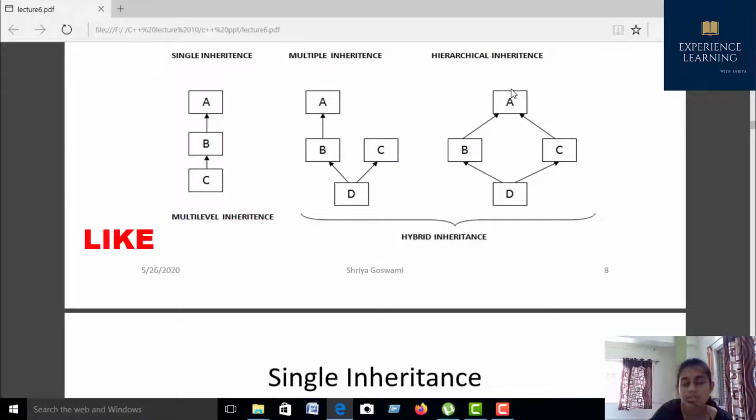So if you just look at A, B, D along this line, you can understand this is multi-level inheritance. If you only look at A, B, and C, this is hierarchical inheritance. And if you just look at B, C, and D, that time this is multiple inheritance. So we have multiple types of inheritance here, and this one is known as hybrid inheritance.